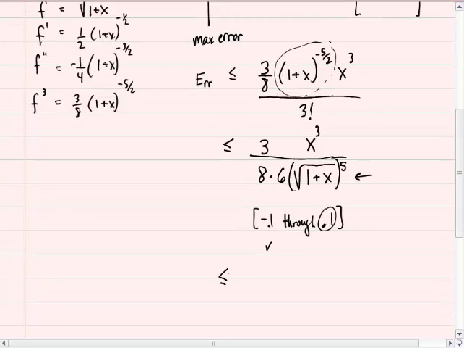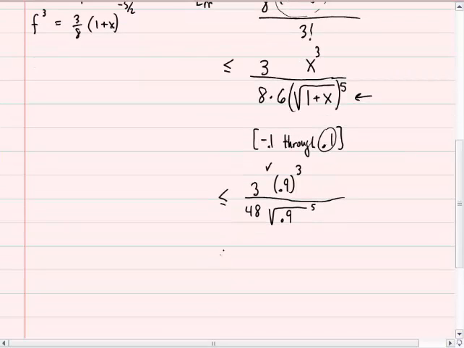And now I'm going to rewrite this. I have 3 over 48. In the radical, I'm going to have 0.9 to the fifth power, and in the top, I'm going to have 0.9 to the third power. When I calculate this on my calculator, I'm going to find, let me pause it, and then I'll put the value up.